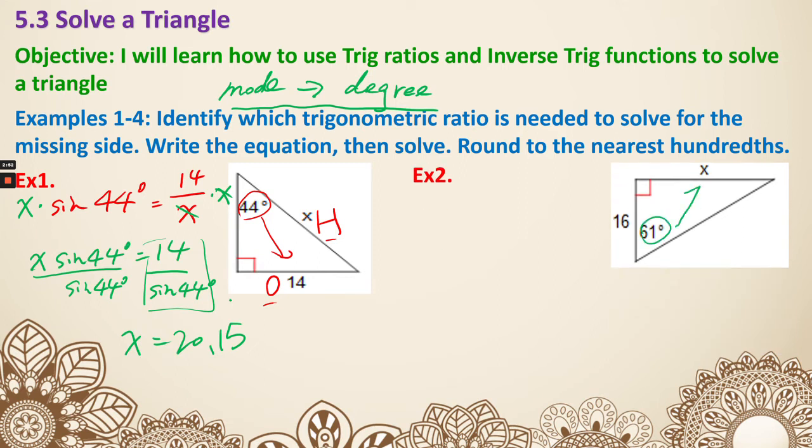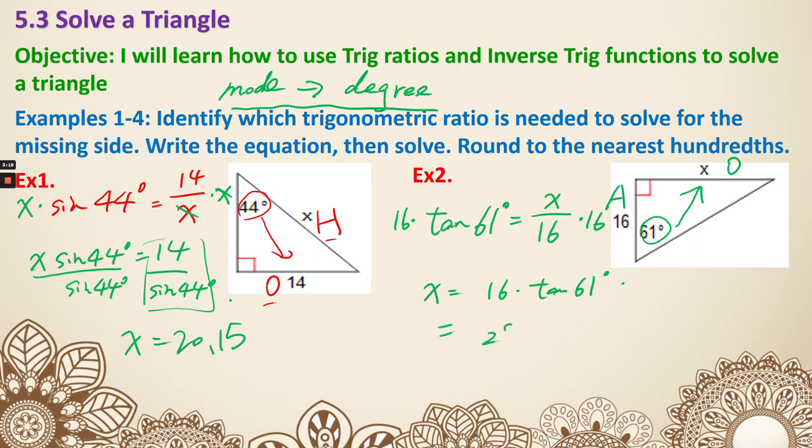Example 2. Angle is right here. That is going to be my opposite side, and this is my adjacent side. So if we have opposite and adjacent, that's going to be TOA, so we're going to use tangent. Tangent 61 degrees is opposite x over adjacent 16. Now x is actually in the numerator, so we just need to get rid of the 16. So multiply both sides by 16. x equals 16 times tangent 61 degrees. Type it in your calculator. That should give you 28.86.